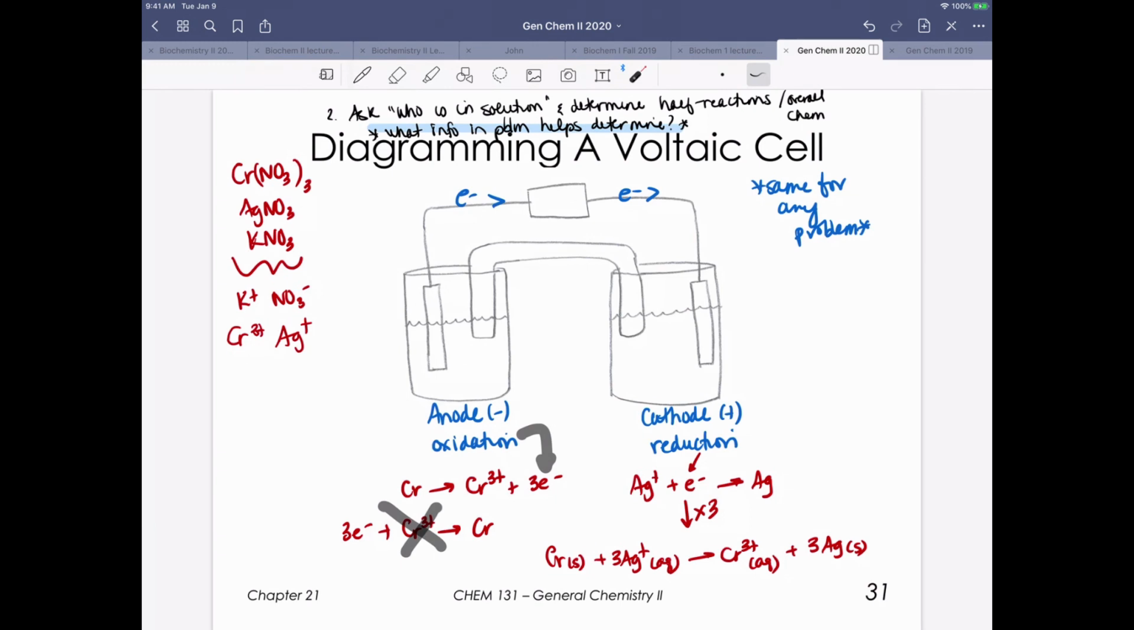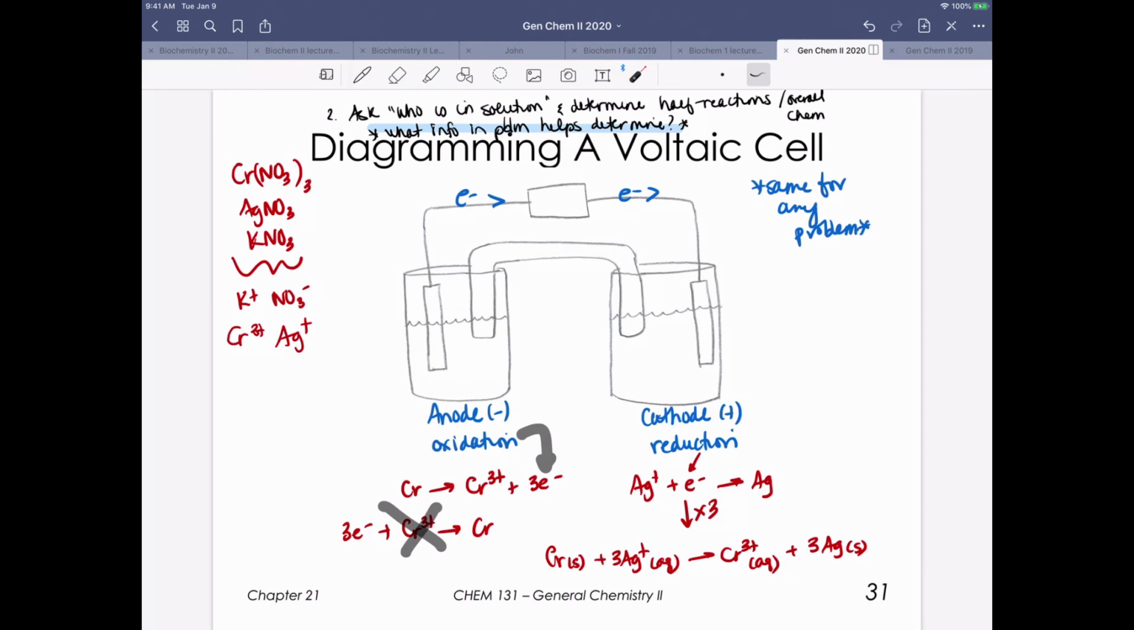All right. So the second step is to say, who is in solution, and then determine the half reactions and the overall chemistry that's happening. We knew that we had chromium nitrate, silver nitrate, potassium nitrate, and then they told us we've got a silver electrode and a chromium electrode. Because they told us that the chromium electrode was negative, we now know that chromium is going to be in our oxidation, our anode compartment.